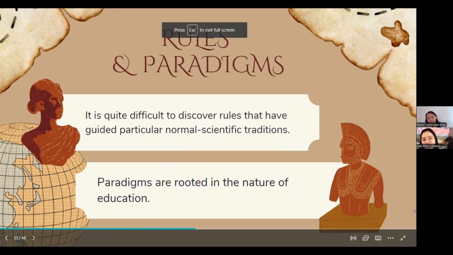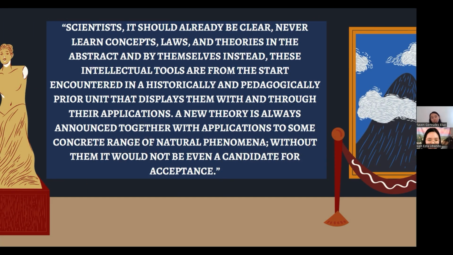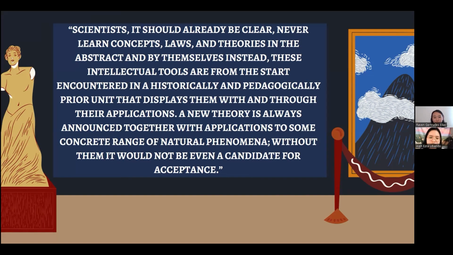But wait, let us shift our attention towards the process of learning a theory. I'll now read an excerpt from the book. Kuhn said that scientists, it should already be clear, never learn concepts, laws, and theories in the abstract and by themselves. Instead, these intellectual tools are from the start encountered in a historically and pedagogically prior unit that displays them with and through their applications. A new theory is always announced together with applications to some concrete range of natural phenomena. Without them, it will not even be a candidate for acceptance.